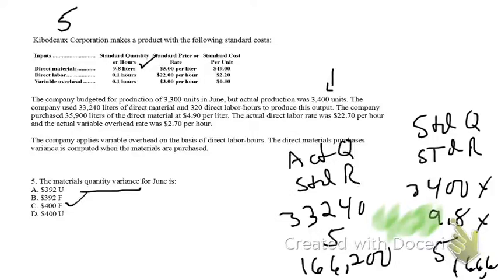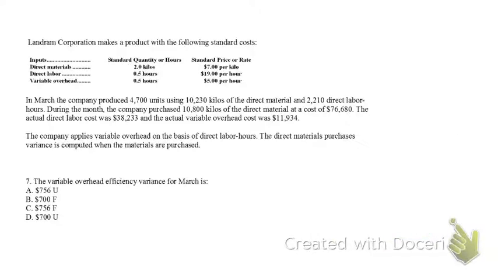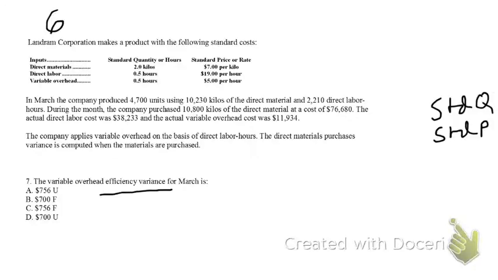On to question number 6. This is question number 6, and I am looking for an efficiency variance. An efficiency variance is a quantity variance. Since I'm looking for a quantity variance, I'm going to be on the right-hand side, and I'm going to go standard quantity, standard price, and actual quantity, standard price. So that's my two items.